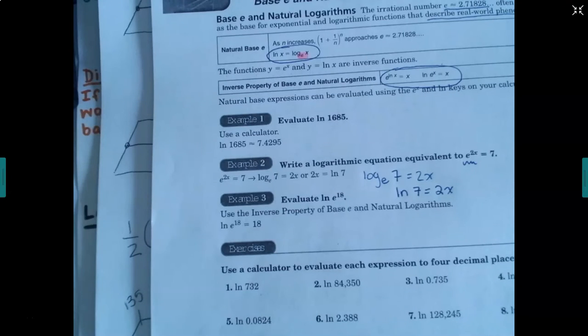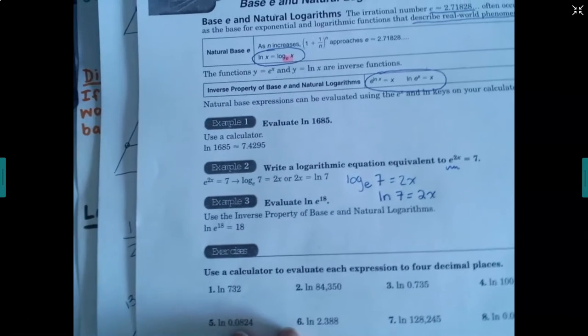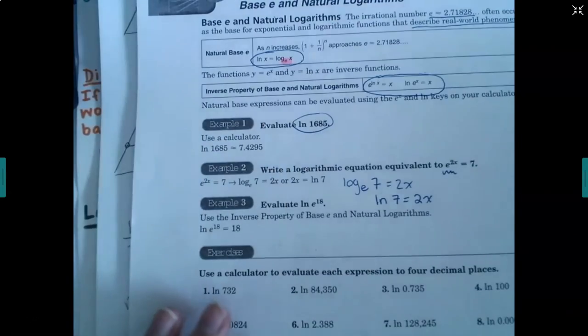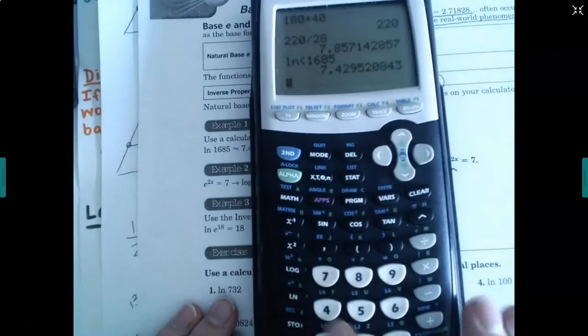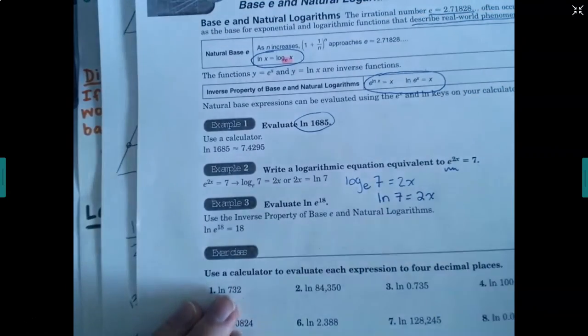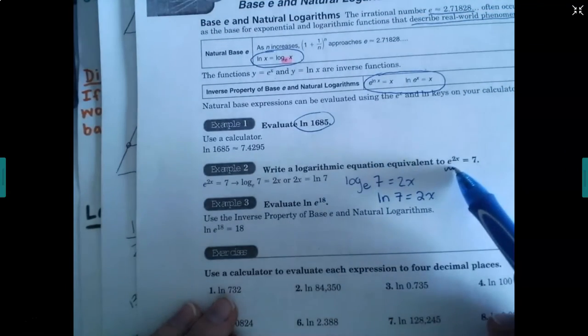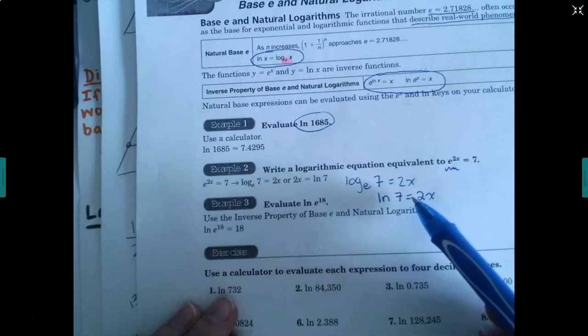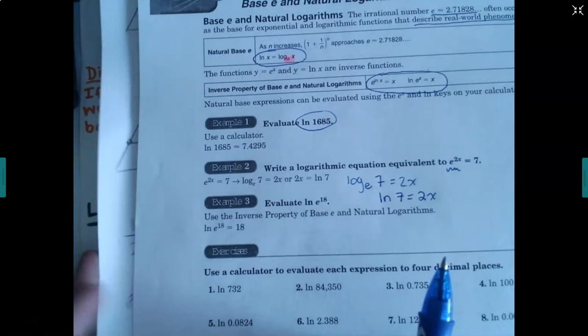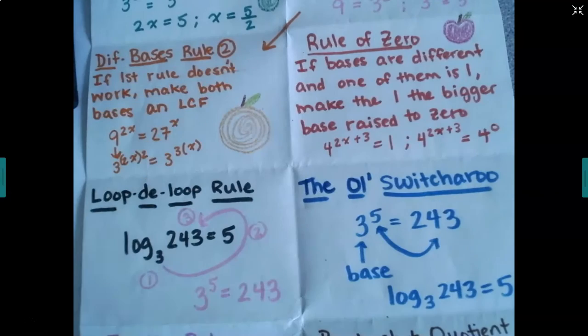So the two things that I just want you to take away from this extremely brief lesson is that we can use the calculator to evaluate natural logs by using this button here, ln. And we can convert our base e's back into logarithms using our switcheroo rule that we wrote on our foldable. And that's helpful because it helps us convert it into a natural log.